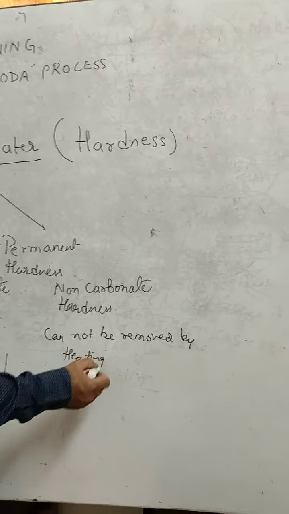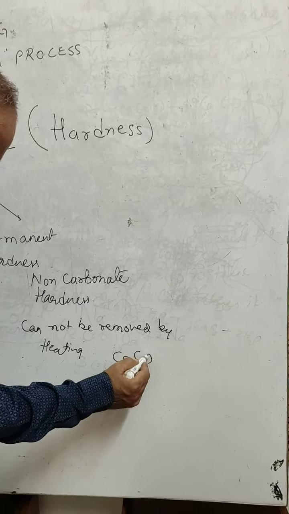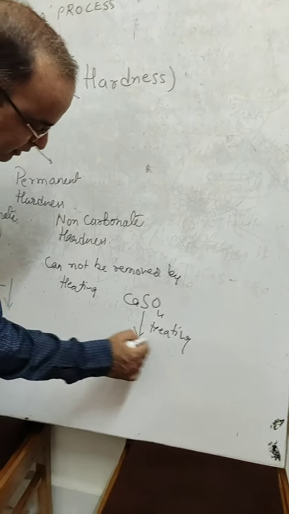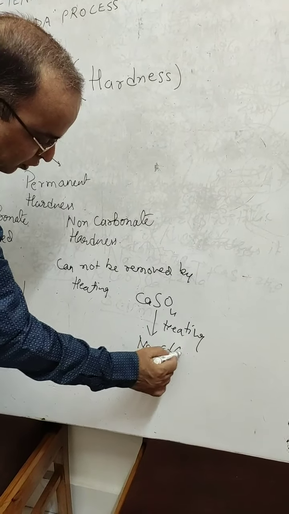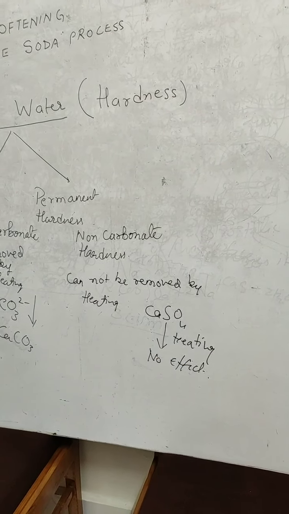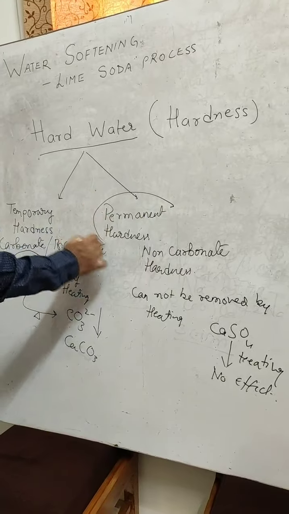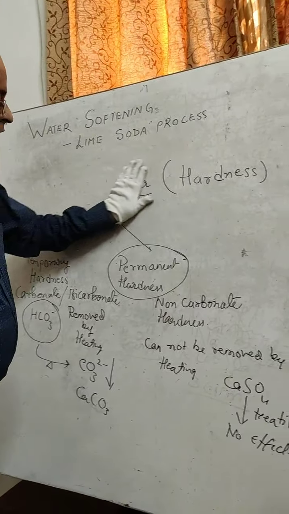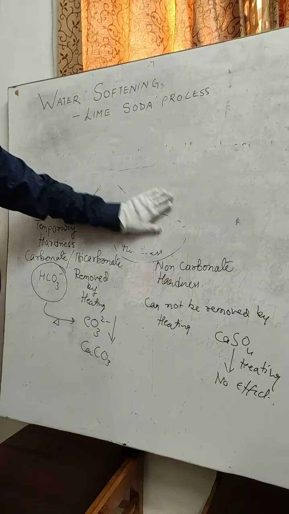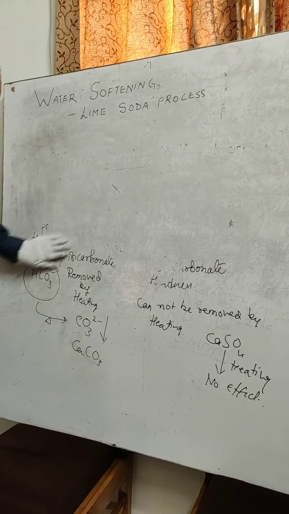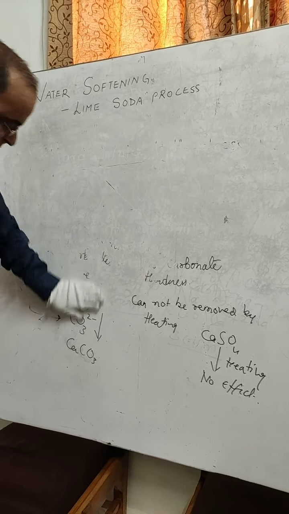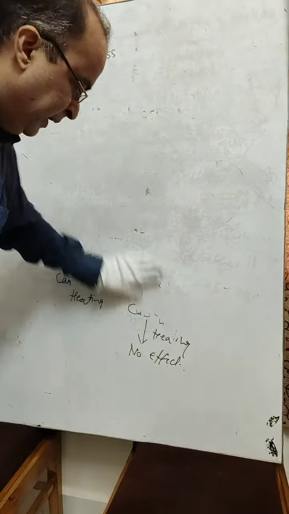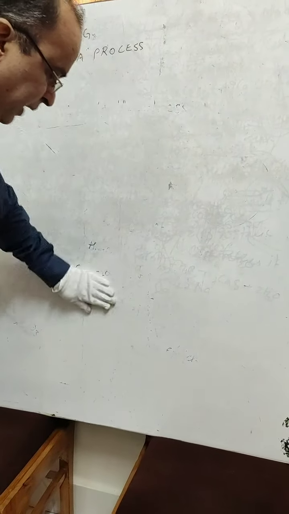But if we have, for example, calcium sulfate, on heating no effect is observed. So you cannot remove the permanent hardness by heating, and the temporary hardness can be removed by heating. We also discussed various formulas for calculating the temporary and permanent hardness removal by addition of lime and soda.